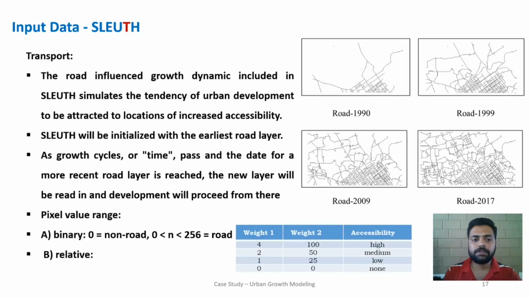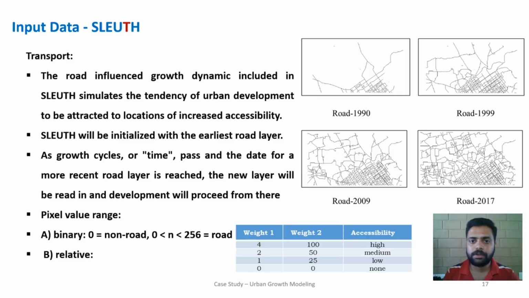Then the last but one is transport, that is nothing but the road data. It is similar to your urban data. Here you can see roads in 1990, 99, 2009 and 2017, showing over the years how the road density has increased. The pixel value ranges from 0, that is non-road, to 256, that is road.